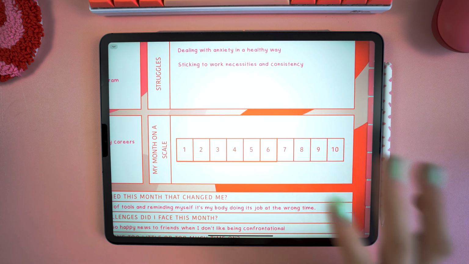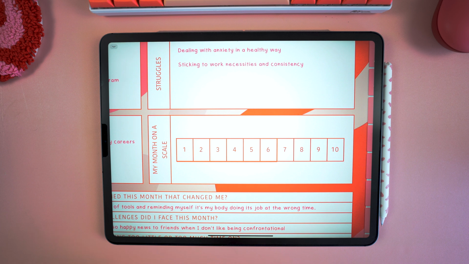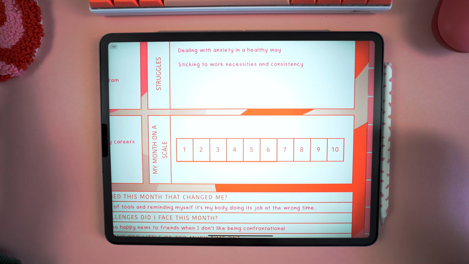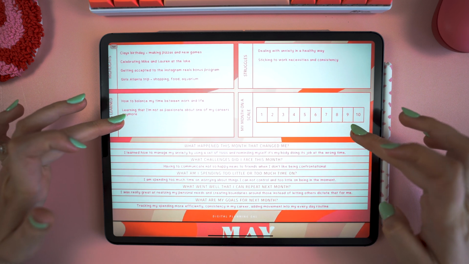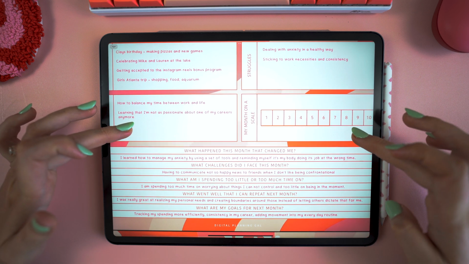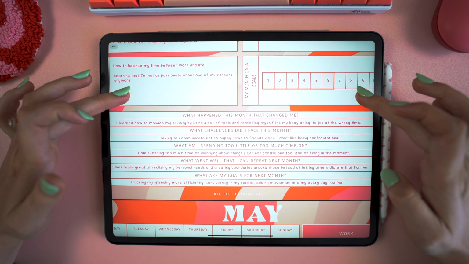I rated my month a 6 out of 10 because I did deal with a lot of anxiety and mental health related things. However, I still really enjoyed a lot of the quality time that I spent with my family and my friends and my husband. And overall, it was a good month. Moving on to my little journaling prompts down here at the bottom. I'll zoom in a little so you guys can also see them along with me.